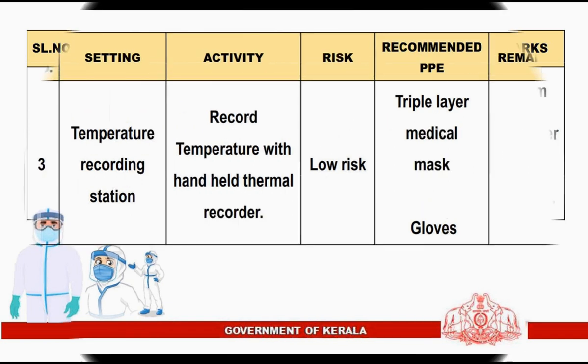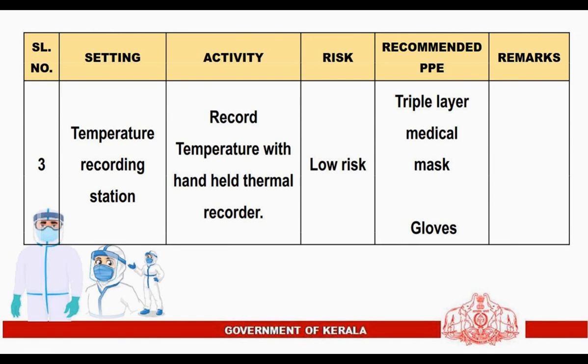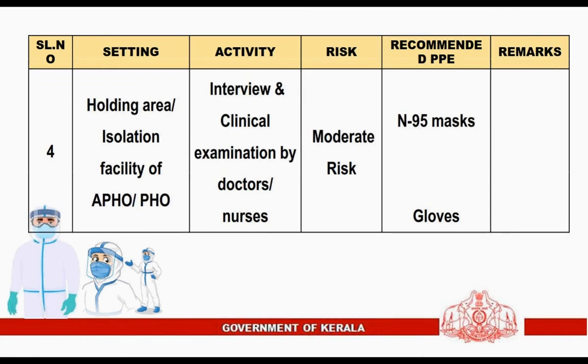of 1 meter. At the temperature recording station, the risk of exposure is considered low. Personal protective equipment required at this station is a 3-layer surgical mask and gloves. The staff deputed in this station will assess the temperature of the traveler using a handheld thermal recorder. Points to be noted while at this station are, you are wearing 3-layer mask and gloves. There is a moderate risk of exposure in the holding area.